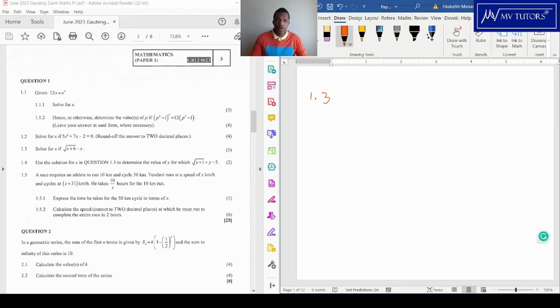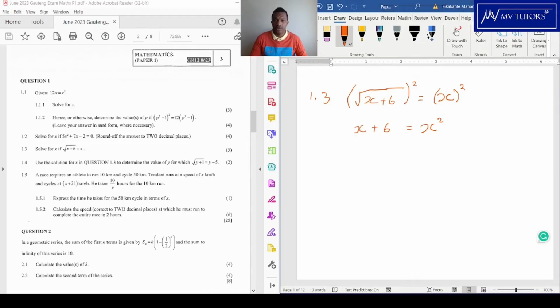Okay, let's do 1.3 now. It says solve square root of x plus 6, make that equals to x. Now with these questions, you want to make sure that the square root is on one side and the other variables on the other side before you square everything. Okay, so that's what we're going to do. Put brackets and square. If I do that to this side, I simply get x plus 6, right? And that's going to be equals to x squared.